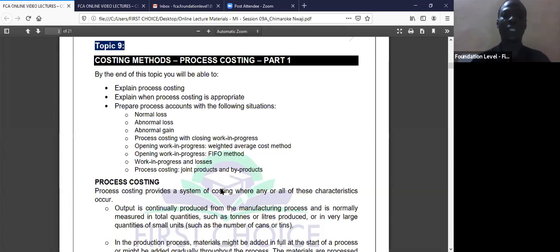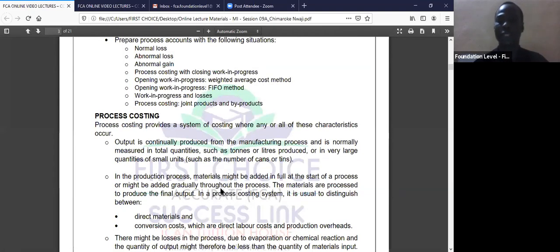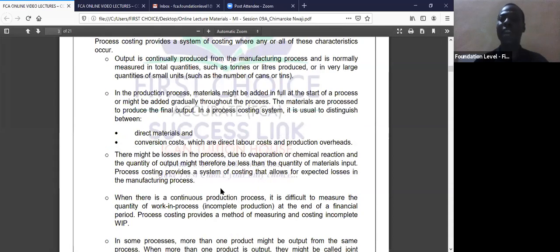Now, we said that process costing will see what we call direct materials, and every other cost is called conversion cost. What do we mean by conversion cost? We say the labor cost and the production overhead. These two make up the conversion cost. So all the things you do to convert the raw material into finished goods is conversion, and so that's why we call it conversion cost.